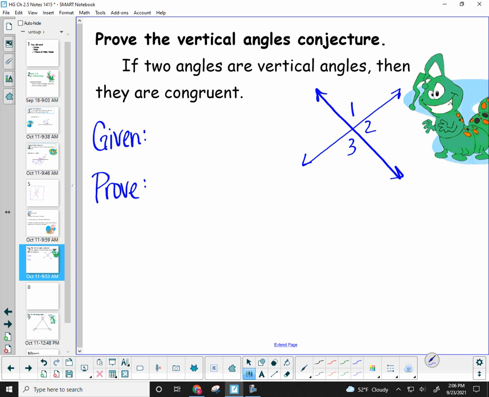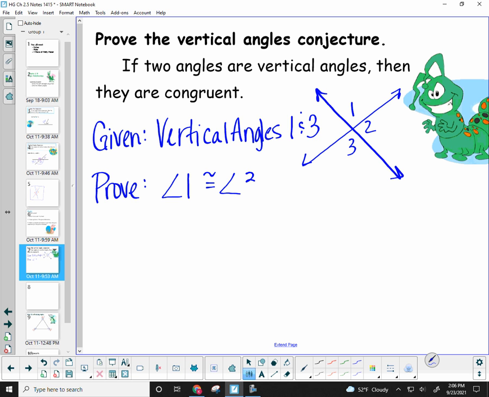All right, so our given is the fact that we have vertical angles. So which angles up here are vertical angles? 1 and 3. So my given are vertical angles 1 and 3. I don't leave myself much space. My given is the fact that I have vertical angles. Angles 1 and 3 are vertical angles. I want to prove that those angles are congruent. So I'm going to prove that angle 1 is congruent to angle 3.